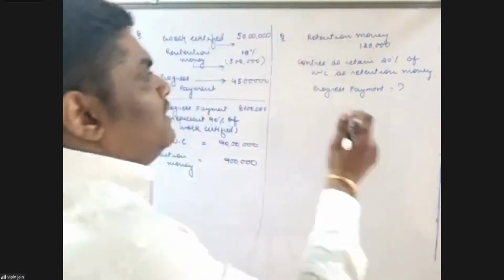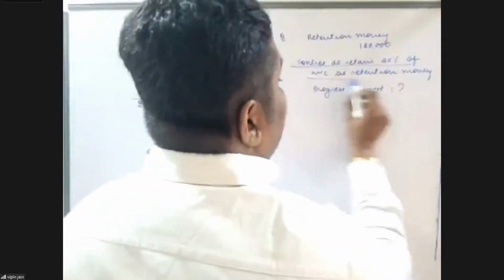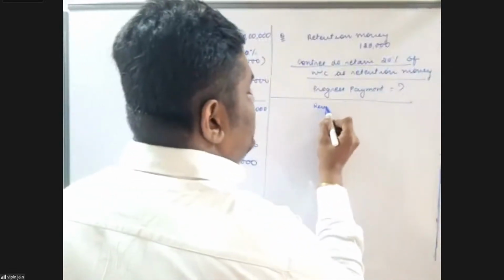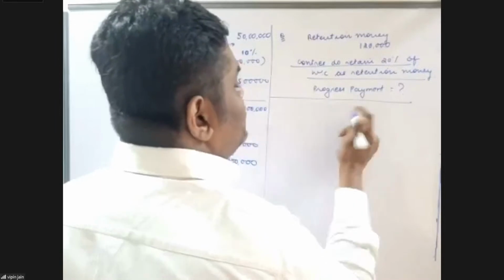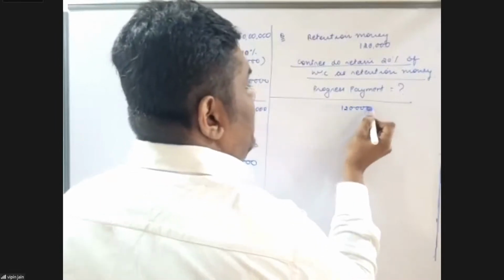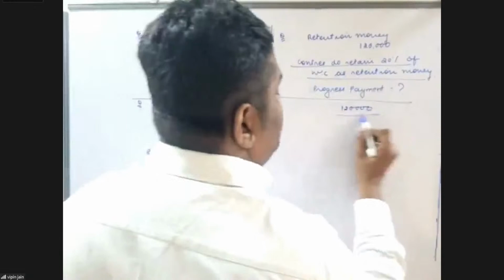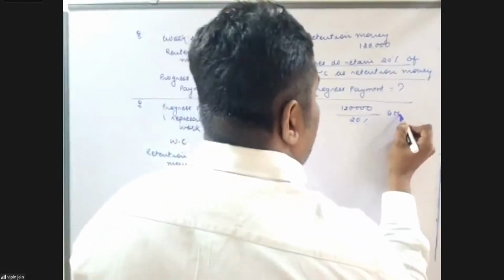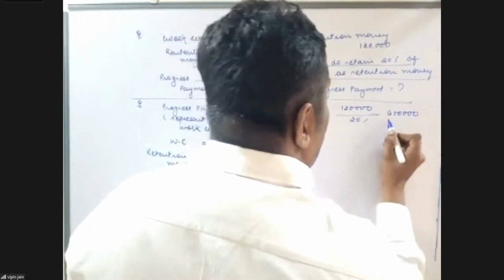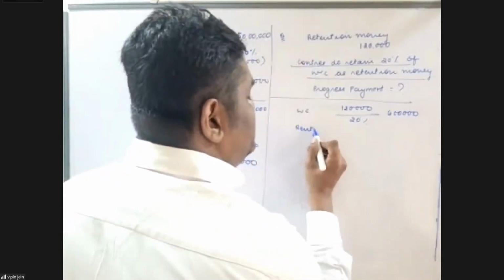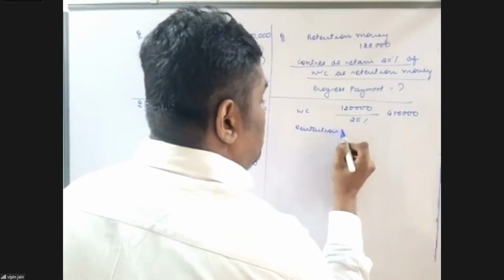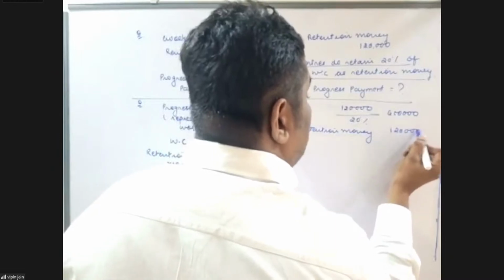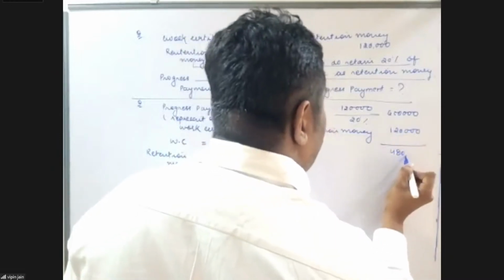So herein, the contractee do retain 20% of the work certified as retention money. So herein, my retention money is 1,20,000 and it is 20% of the work certified. So how much will be my work certified? 6 lakh will be my work certified. My retention money is 1,20,000. So 4,80,000 will be my progress payment.